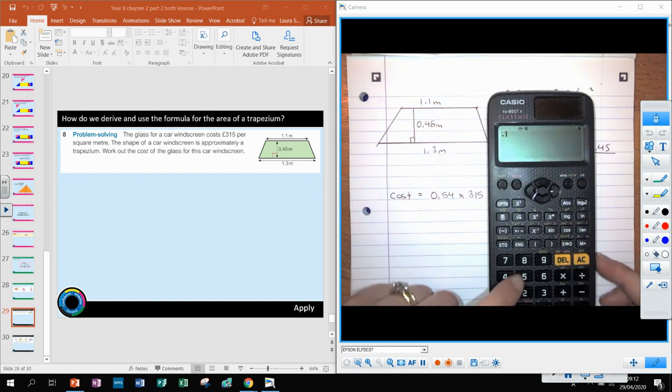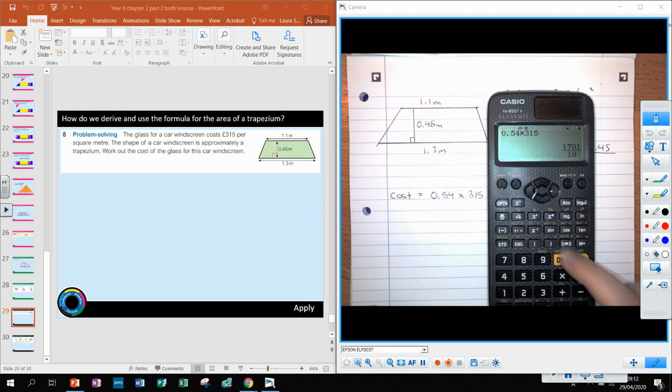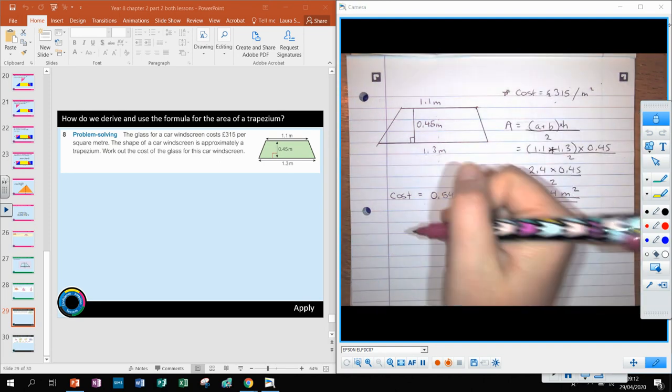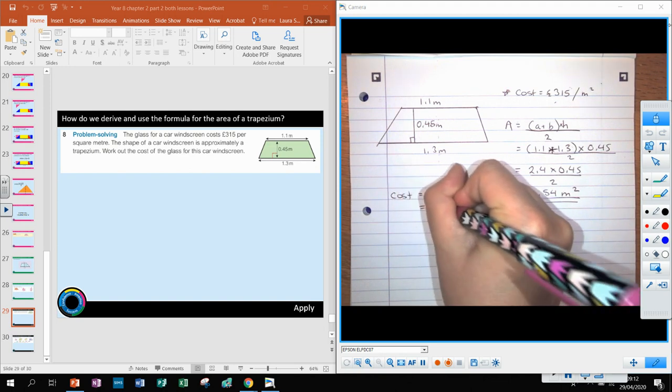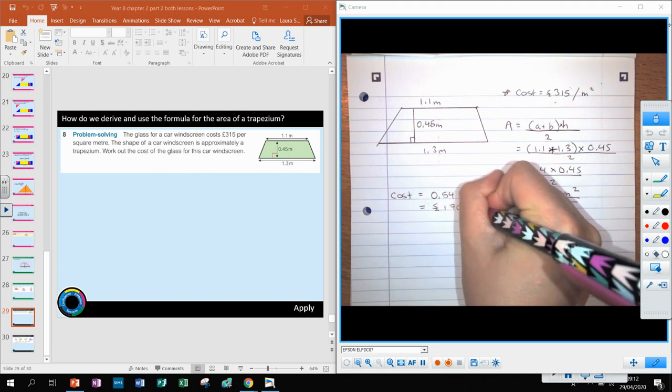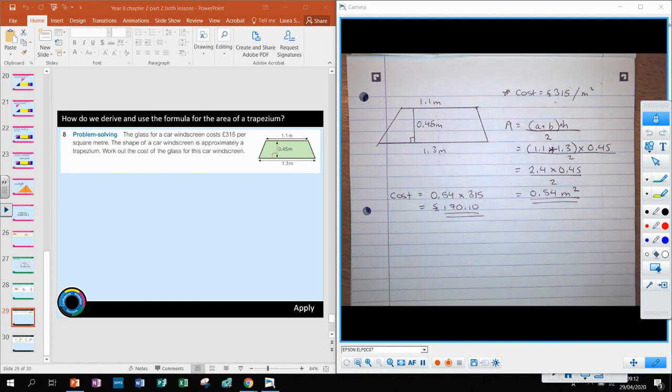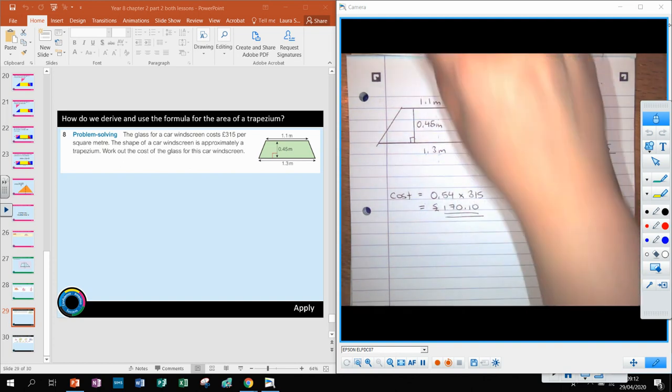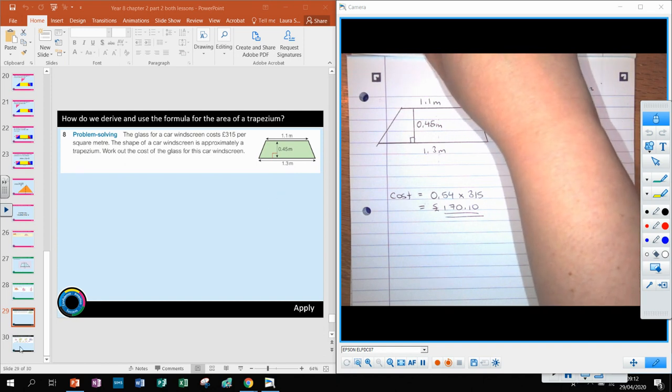Again, you're allowed to use a calculator. So 0.54 times 315 is equal to 170 pounds and 10 pence. So our final cost is 170 pounds and 10 pence. Okay, so well done those of you who got that. All right, good work. Let's move on to the next question.